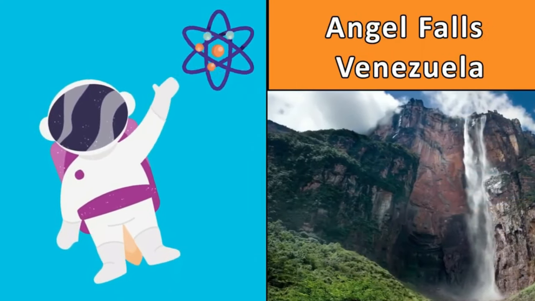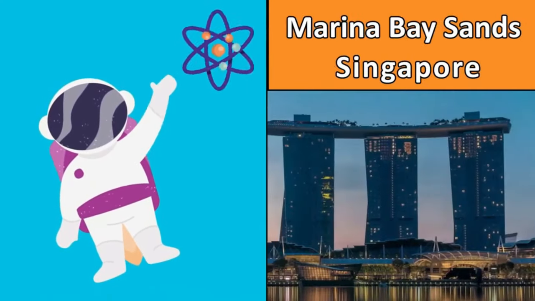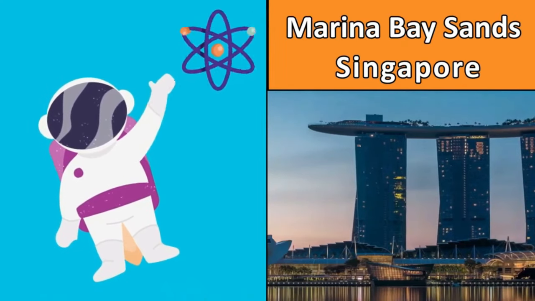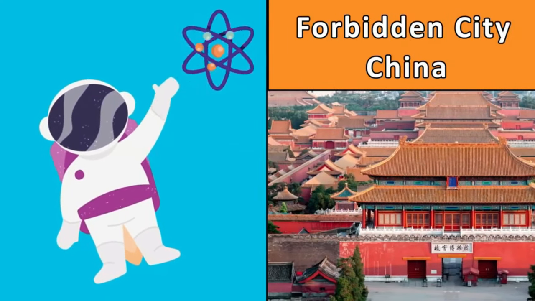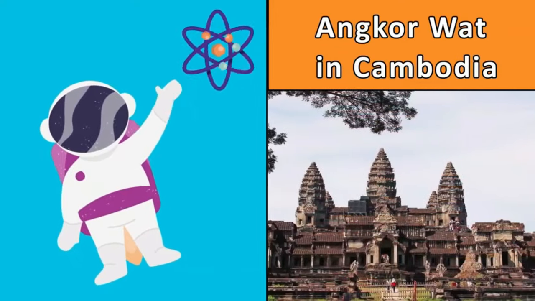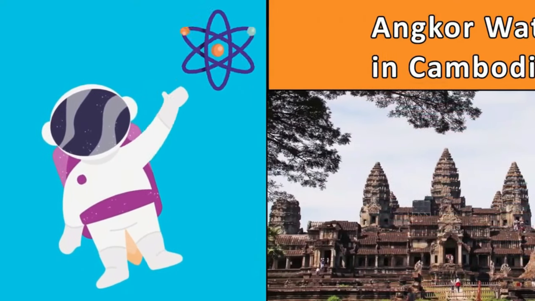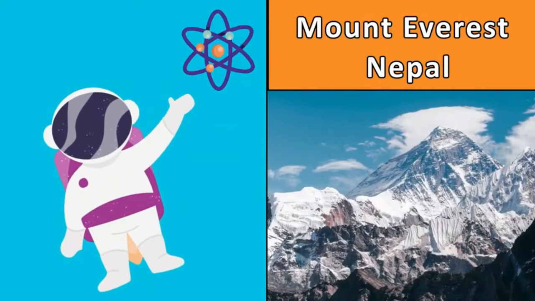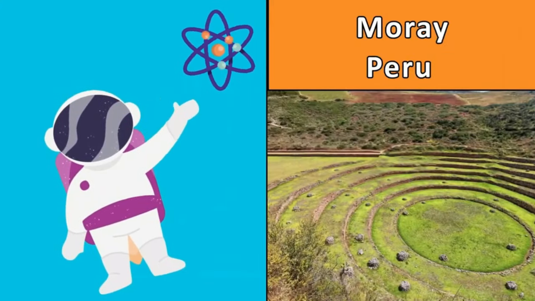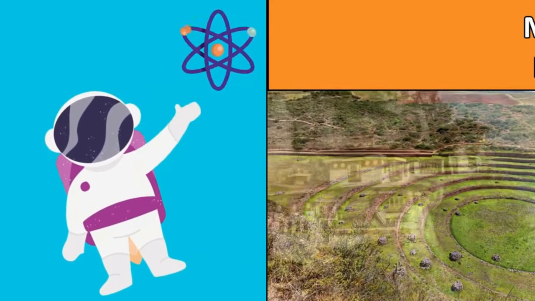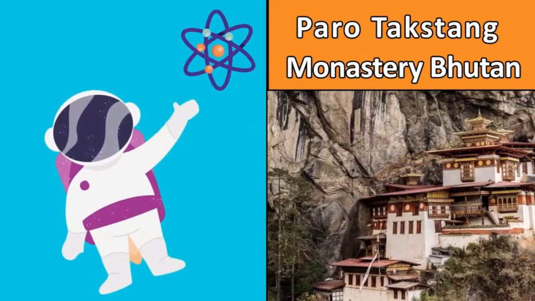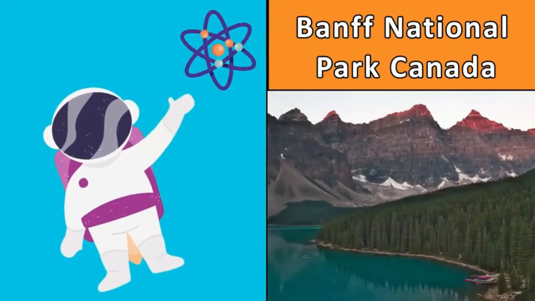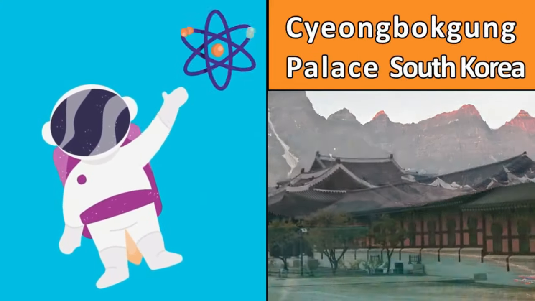Angel Falls, Venezuela. Marina Bay Sands, Singapore. Forbidden City of China. Angkor Wat in Cambodia. Mount Everest in Nepal. Paro Taktsang Monastery, Bhutan. Banff National Park, Canada.